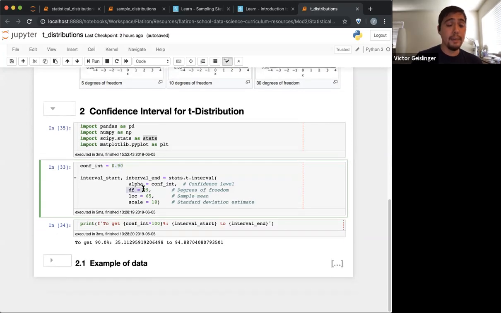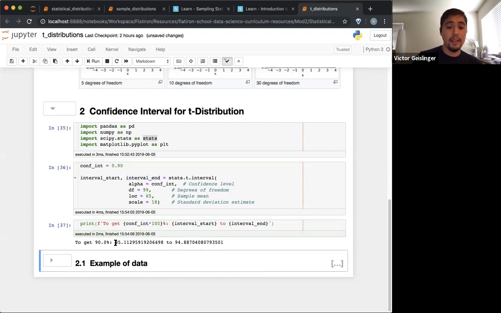Degrees of freedom, it's not always true, but it tends to be however many people are in our sample minus 1, because that's the number of ways you can vary the data. That's why it's called degrees of freedom. And loc here is just the sample mean itself. That's what we want this interval to be centered around, 65, and a scale of 18, which is just the standard deviation from the estimate. So we have this interval that goes from here to here, and with a 90% confidence interval, we have about 35 to about 94.8.